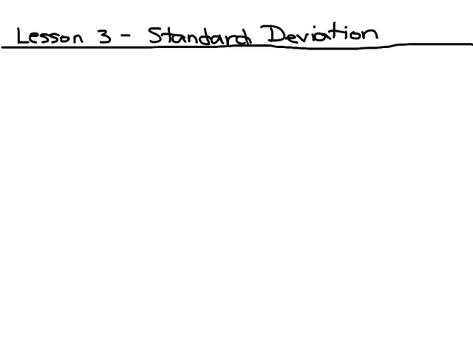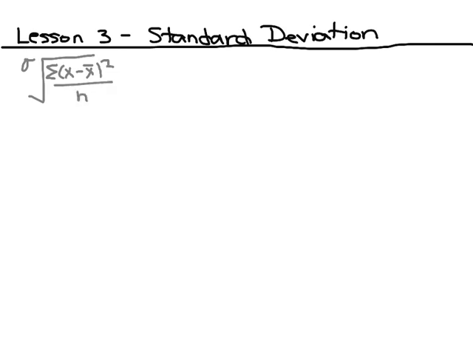Lesson 3, standard deviation. Standard deviation is how much data moves away from the average. The way that we find standard deviation is this little letter called sigma. That's your standard deviation. It's going to be the square root of the sum of x minus x bar squared, over n.